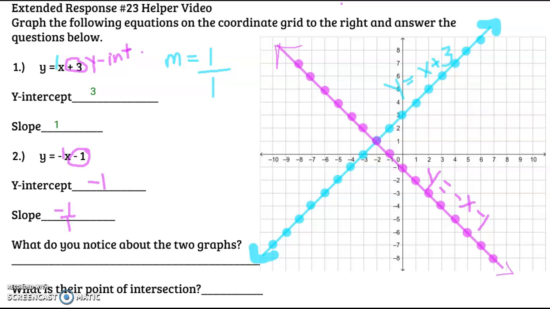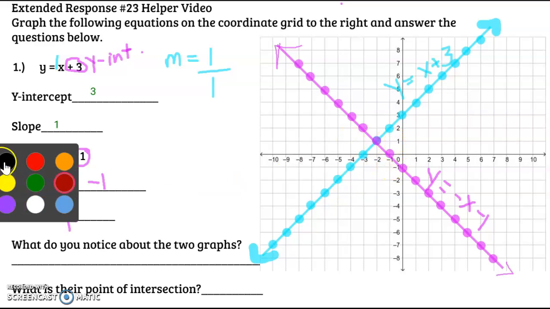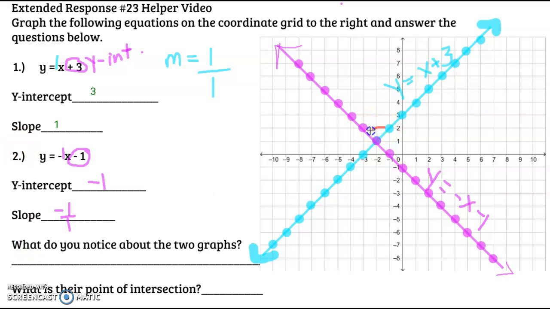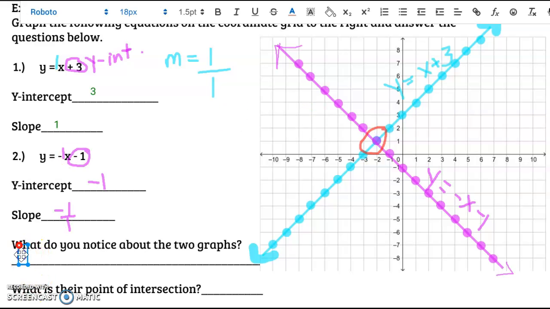Now it says, what do you notice about the two graphs? Well, what I'm noticing is that these two graphs actually intersect. So where do they intersect? I'm sure you can all see it. They intersect right here at this point. It actually changed to the color blue. So I'm going to type that in. What do I notice about the two graphs? The two graphs intersect. And all that means is that they come in contact in one area or they cross each other.